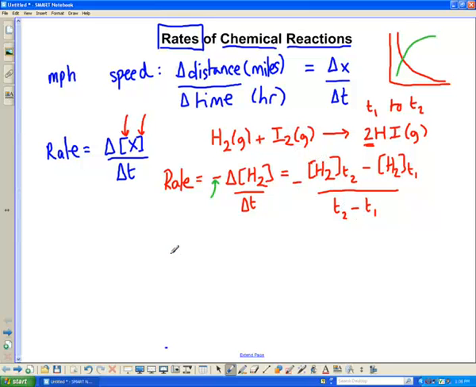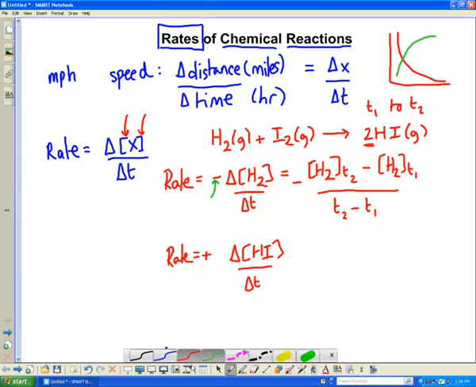Now, what if I was to do the same thing for the product? The one product here being our HI. Well, we've got our delta sign, we've got our HI, and we have our time. But there are two more things I have to put into place. One of them is the plus. Notice I've left some space here, and you'll see why right now.